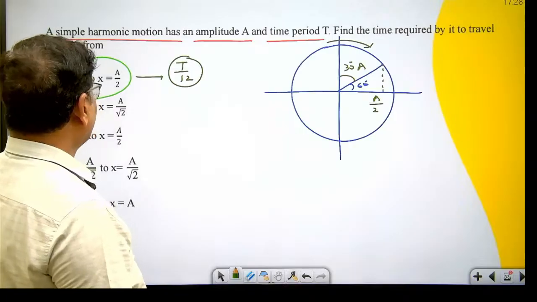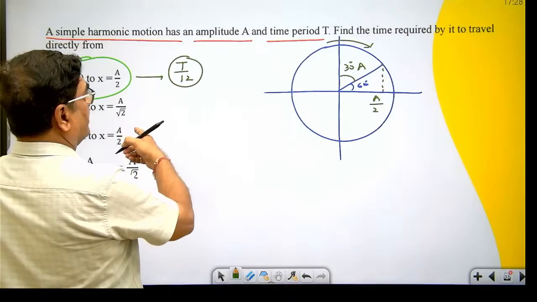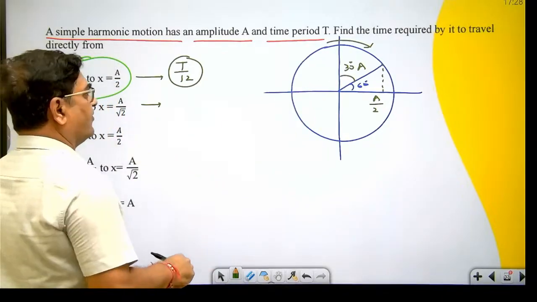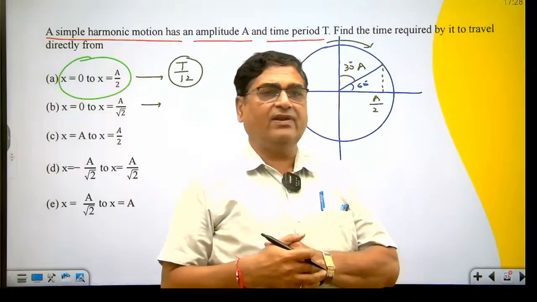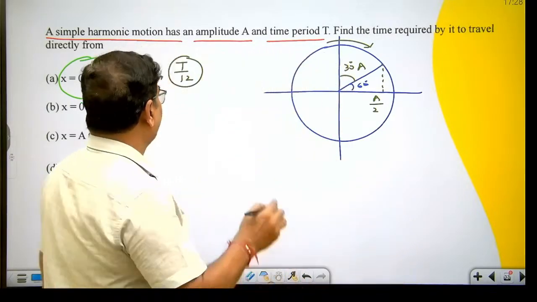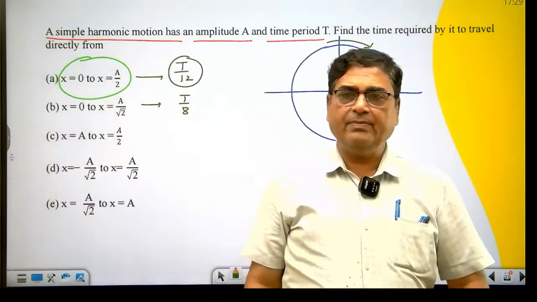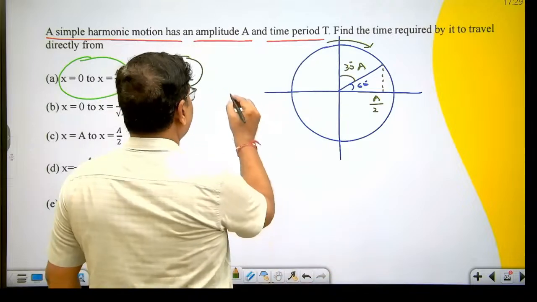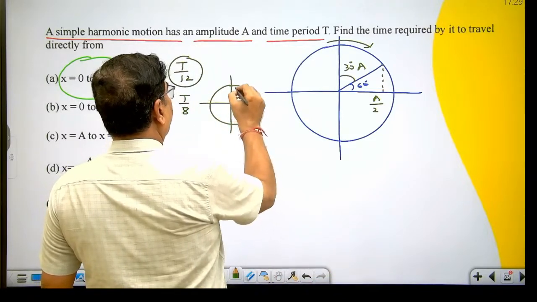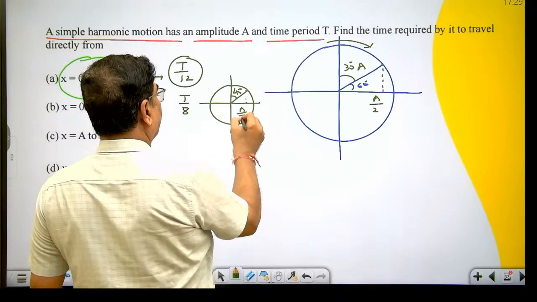Now from x equal to 0 to x equal to a upon root 2. Now you can see here, if it has to come at x equal to a upon root 2, this angle should be 45 degree. If it is 45 degree, in traveling 90 degree, the time is T by 4. In traveling 45 degree, time will be T by 8. Okay. In traveling 45 degree, time will be T by 8. Look at this diagram. This is 45 degree. Then it will become a upon root 2.